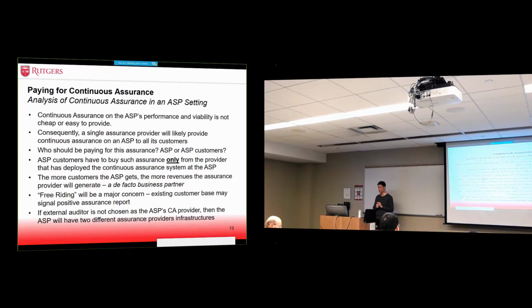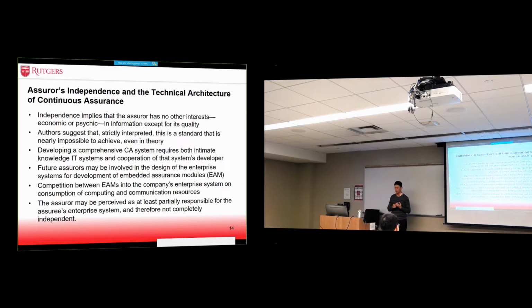The last point in this paper on the analysis is the assurance independence and how it's affected in the continuous assurance environment. AICPA's rule of independence is that the assurer does not have any psychic or economic interest in the company, but the paper also suggests that this standard is hard to achieve in the context of continuous assurance.